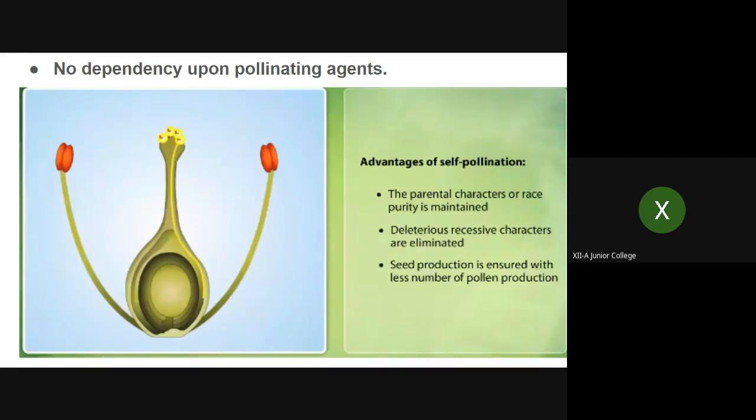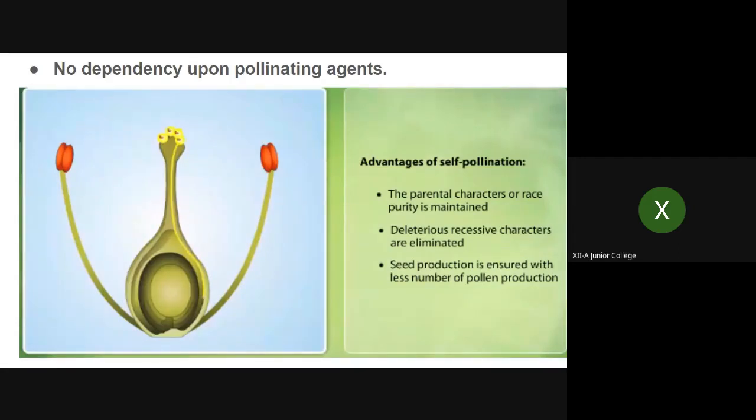Then the second is that the purity of form is maintained. That means as the offspring produced are from the same plant, parental characters only are inherited by the next plant, means offspring. So that's why pure forms, pure characters are maintained. This is the second advantage.